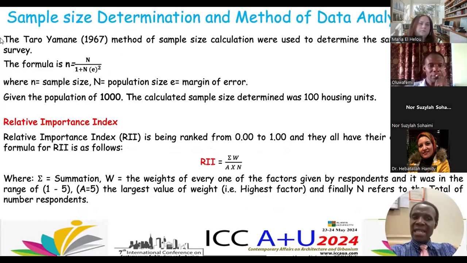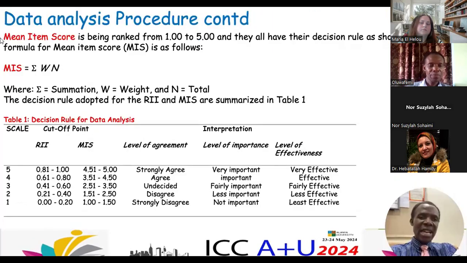And in our data analysis, we made use of the relative importance index, which is RII, ranked from 0.00 to 1.00, and they all have their decision rule. The formula for RII is displayed on the screen. Furthermore, we made use of the mean item score. The mean item score is ranked from 1.00 to 5.00, and they have their decision rule as shown in Table 1. The formula for the mean item score, which we summarize as MIS, is displayed on the screen.